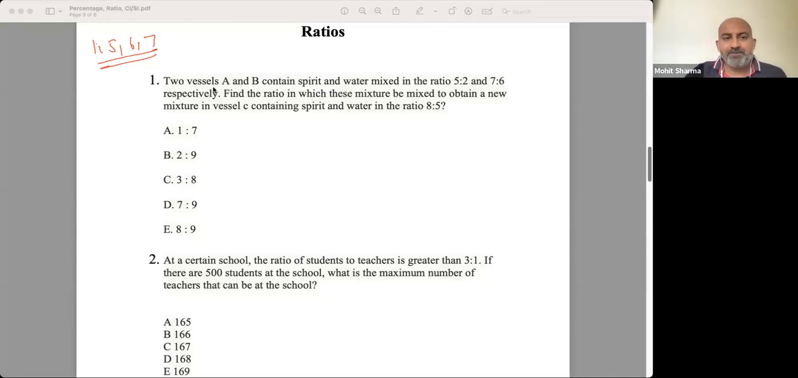Okay, let's see. So how would you do the first question? We have the ratio of spirit and water in the two vessels, and in what ratio they must be mixed so that the new ratio is so and so. How do you approach such a question?